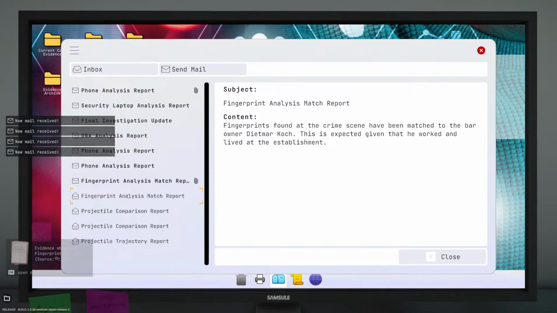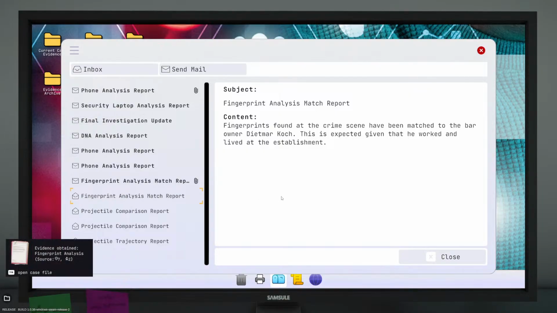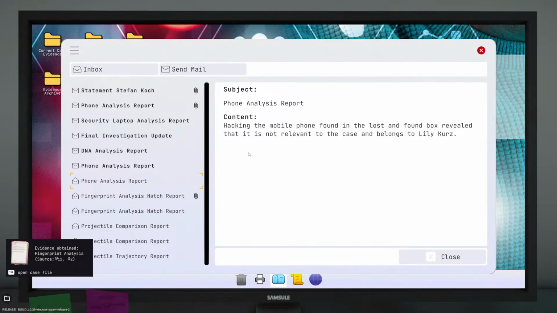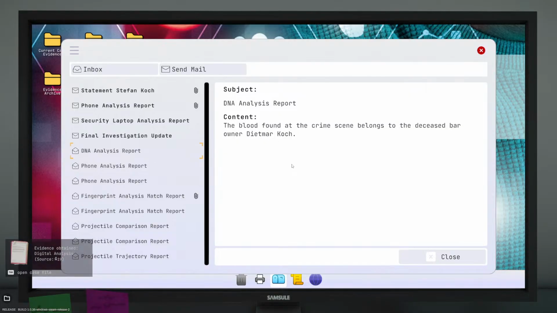Okay, lots of reports. Fingerprints found at the crime scene have been matched to the bar owner, Dietmar. This is expected given he worked and lived at the establishment. Hacking the mobile phone found in the lost and found box revealed that it is not relevant to the case. Okay, another phone not relevant. The blood found at the crime scene belongs to the deceased bar owner. Yep, figured that.